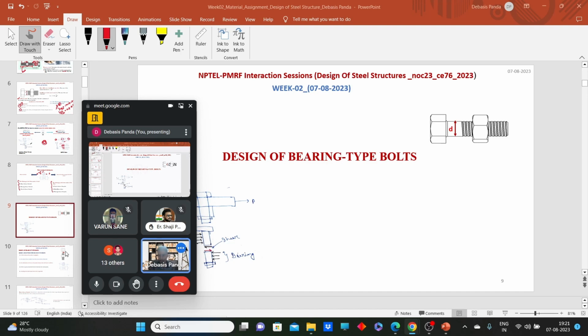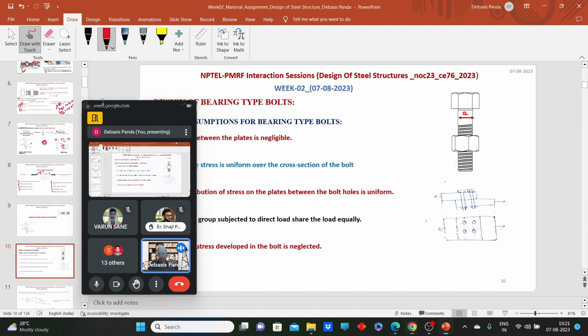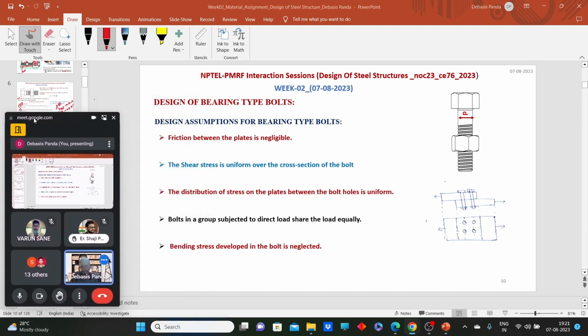So basically we have some design assumptions. First, the friction. We are designing using the bearing type of bolt, and as I said, we tighten that bolt up to the snug tight condition. That means we are avoiding the friction between the plates. So the friction between the plates is negligible. How can we achieve this assumption? Using that snug tight condition.